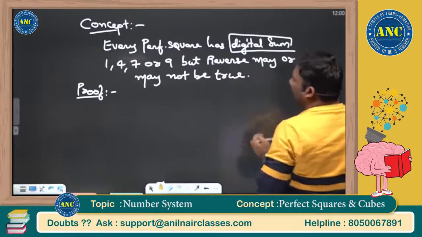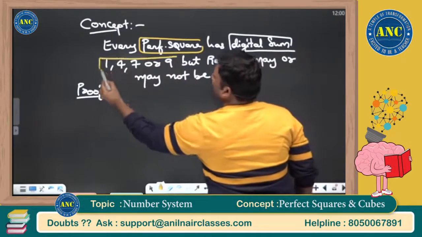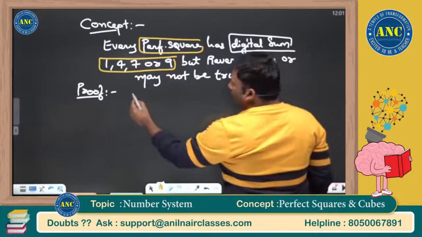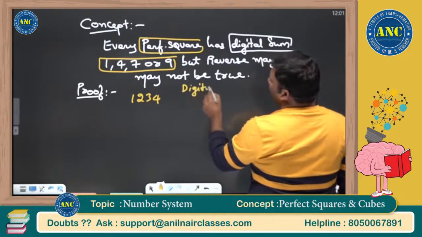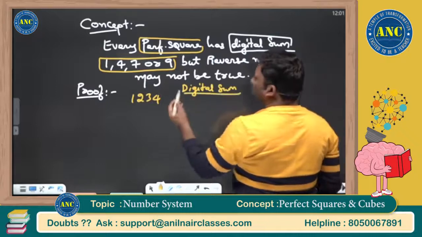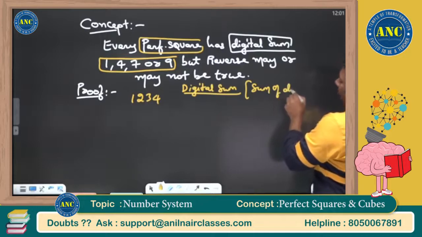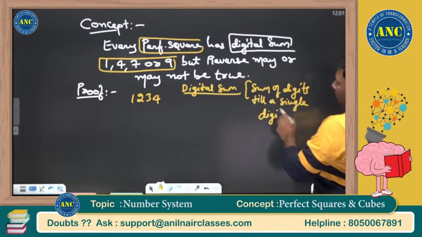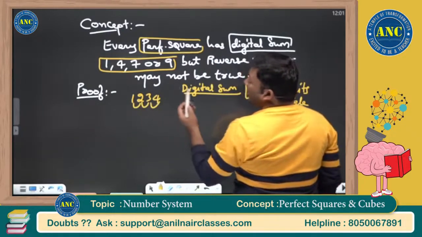What are the important keywords? Another is perfect square. And the digital sum value will be 1, 4, 7 or 9. These are the three important keywords. Suppose 1, 2, 3, 4 is there. Digital sum, digit sum, or digital root, all are synonyms. Digital sum is defined as the sum of the digits till a single digit is obtained. 1 plus 2, 3. 3 plus 3, 6. 6 plus 4, 10.